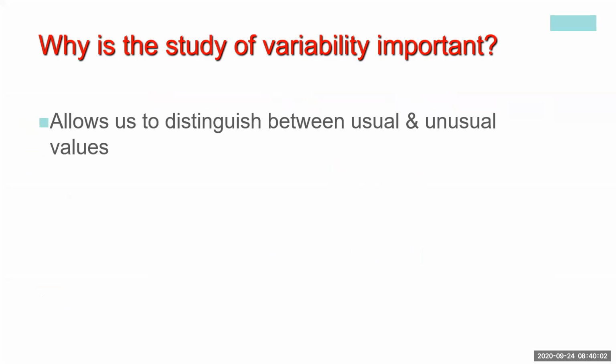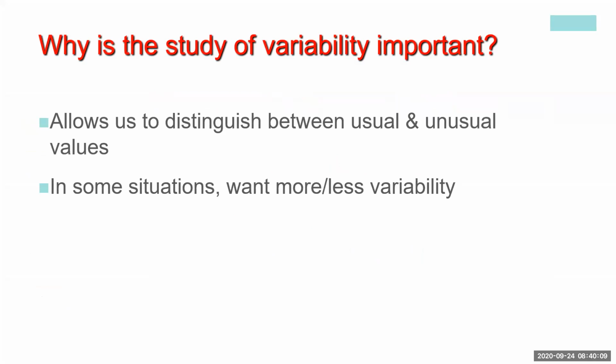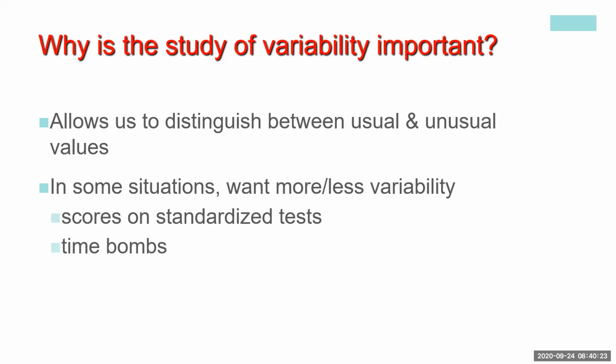Okay, variability deals with the greater the variability, the further away each data point is from each other. The smaller the variability, the closer together your data values are. In some situations, you may want more or less variability. If you have a score on a standardized test, if you think about time bombs, okay, military uses time bombs. If a bomb is supposed to go off in a certain amount of time, you better hope it doesn't go off before then, right? So you definitely want a set variability on those.